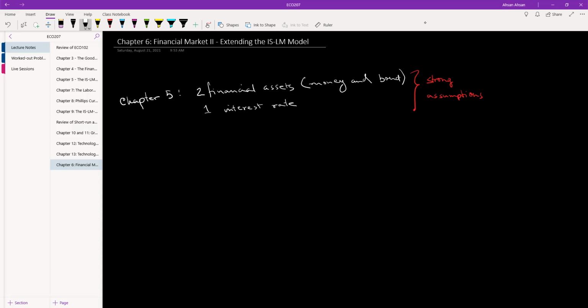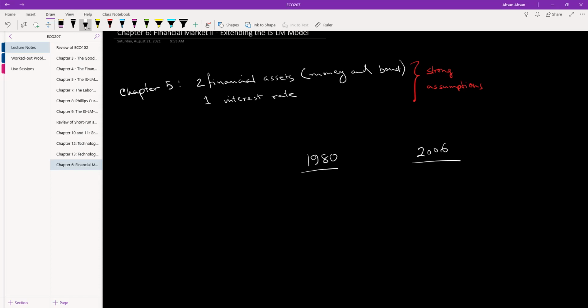So in chapter 6, that is what we do: we relax these assumptions that there is only one interest rate and there are only two financial assets. Okay. So before that, let me go through an example that's given in the book. And it's a pretty good example. In the book, they give us two cases, one from 1980 and one from 2006 from the US. This book mostly talks about the US economy.